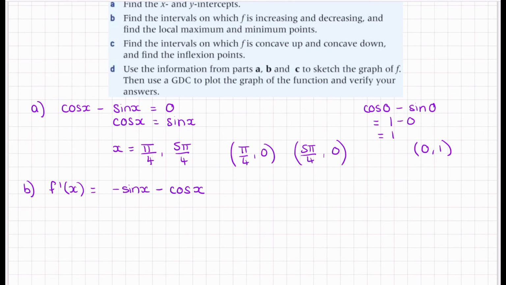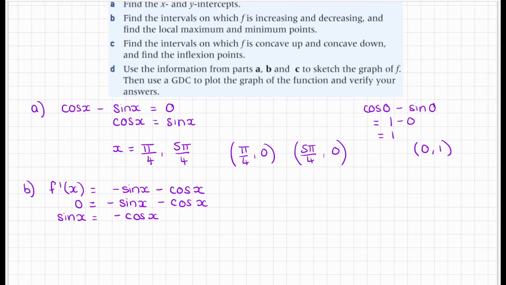To find out where it's increasing and decreasing, we need to find the turning point, so we make this equal 0. Do some rearranging from there, and we're then wanting when does sine x equal negative cos x. If we think back to the same idea as before, when sine and cos are the same is at 45 degrees or pi on 4.